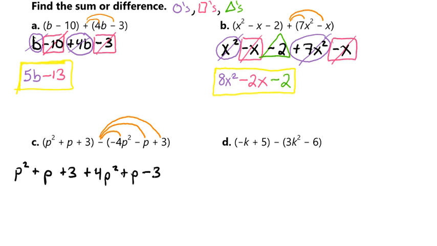And now we're ready for our circles, squares, and triangles. So we'll draw a circle around our first thing, and it's a squared, so we're looking for other squareds. And here's one right here, so we'll circle that and include the plus sign in the front. So 1p squared plus 4p squared is 5p squared. Then we'll do our next term, which is a p. And we have another one right here. So p plus p is 2p.